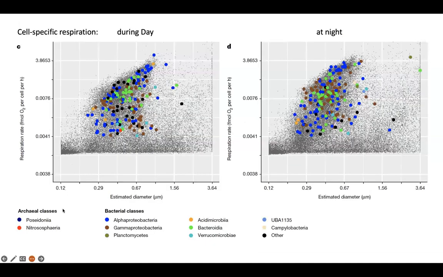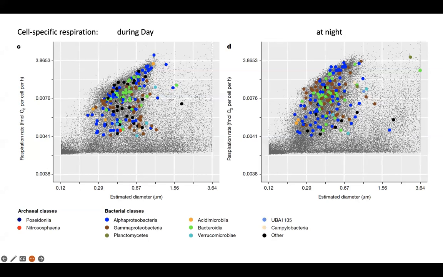Okay, and because of these short incubation times of only about 30 minutes, you can also really look into microbial activities during day and night, whether there are differences and so on, with subsequent cell sorting and sequencing. And this is shown here, based on the fluorescent signal, the estimated diameter based on the side scatter, and here the respiration rates of different microbial communities.